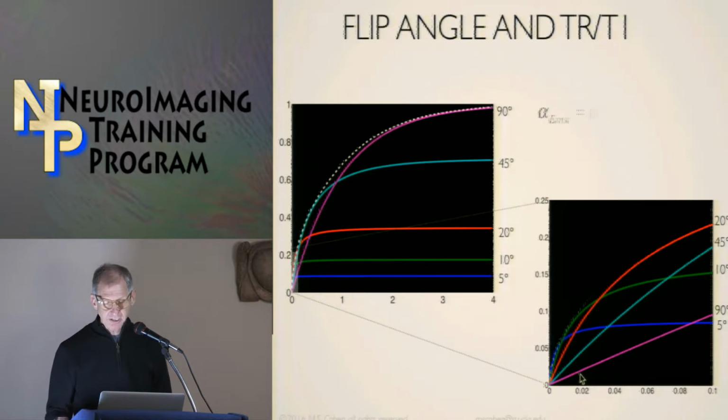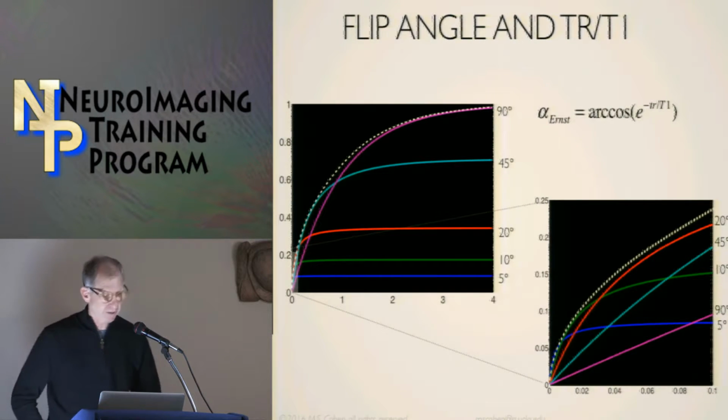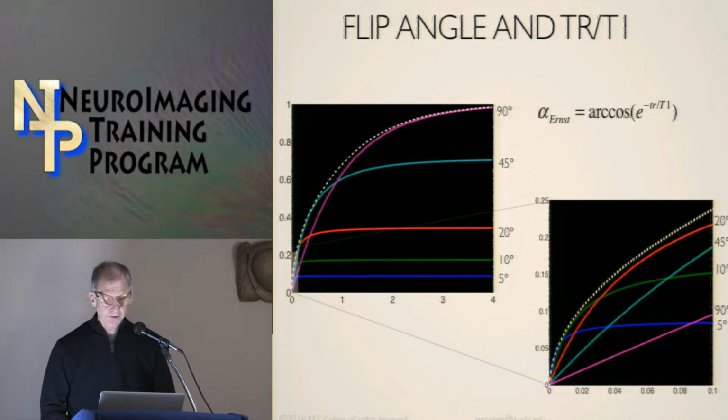And you can actually calculate the optimal flip angle as a function of TR and T1. And this is the so-called Ernst Angle. If you type Ernst Angle in Google, there'll be 100 little charts and things which you can find. And basically all those charts are the solutions to this trivial equation, which is that the optimal flip angle, which gives you the most signal, is the arc cosine of e to the minus TR over T1.